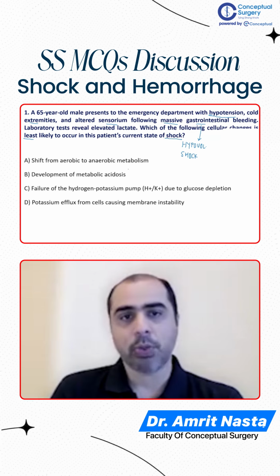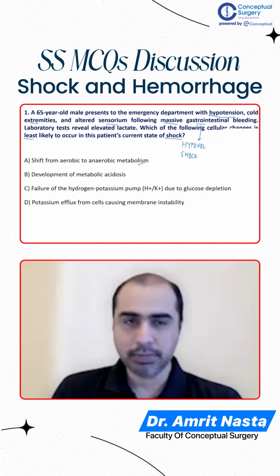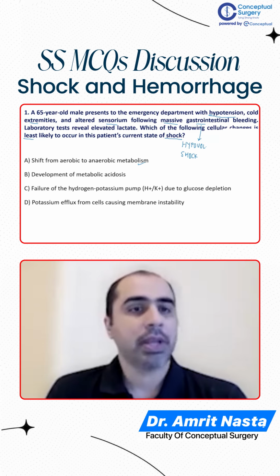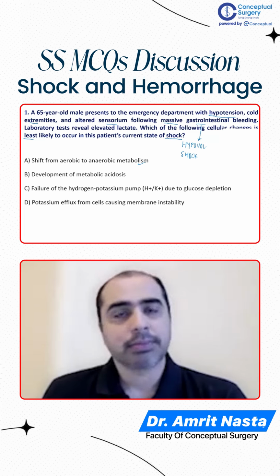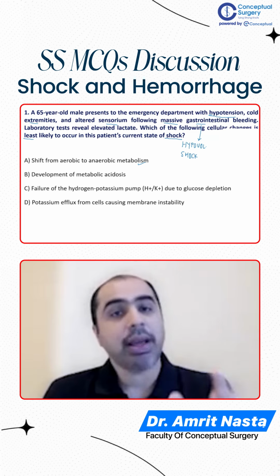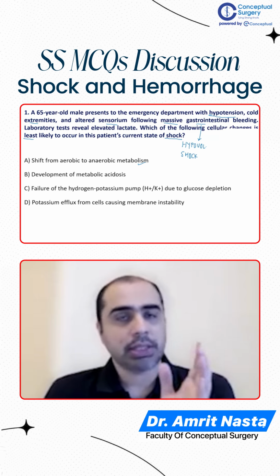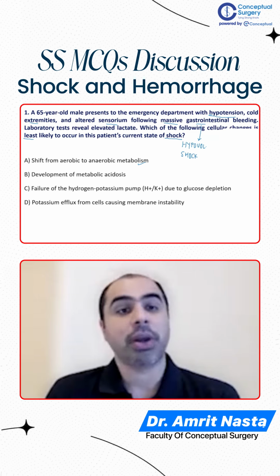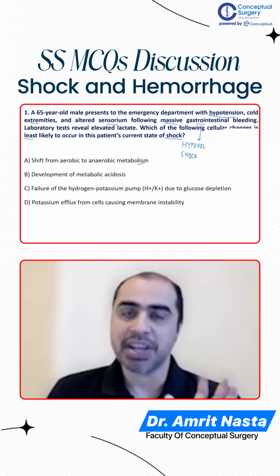Shift from aerobic to anaerobic metabolism. This is correct. So whenever there is going to be shock, the cells don't get adequate blood. And because they don't get adequate blood, they are inadequately perfused. There is a switch from aerobic to anaerobic metabolism. That is one of the initial changes.